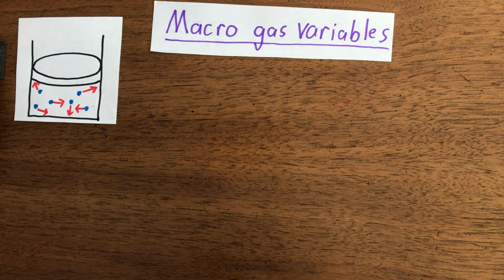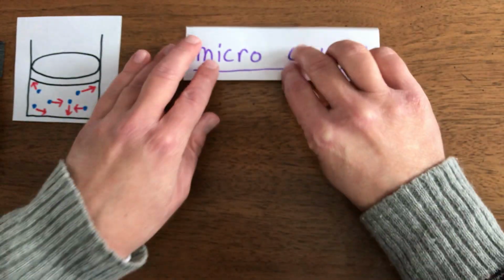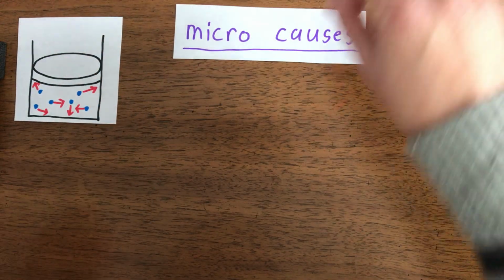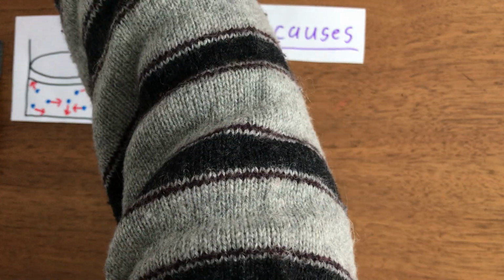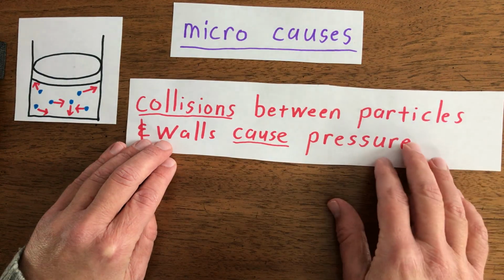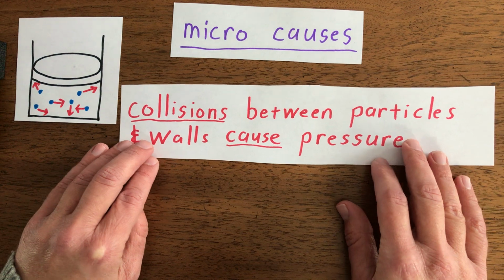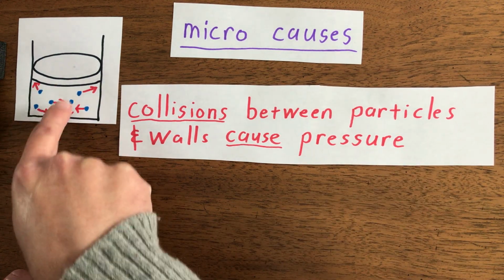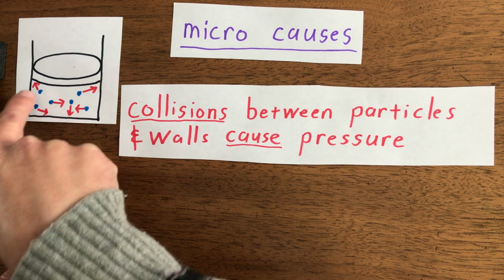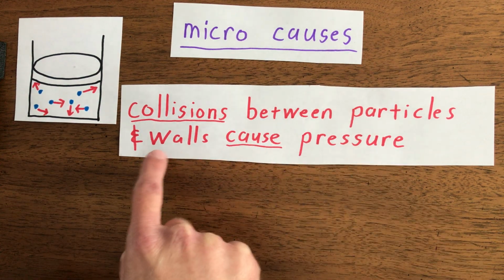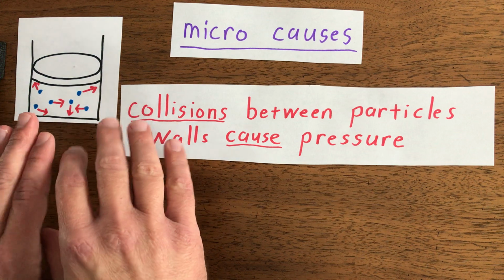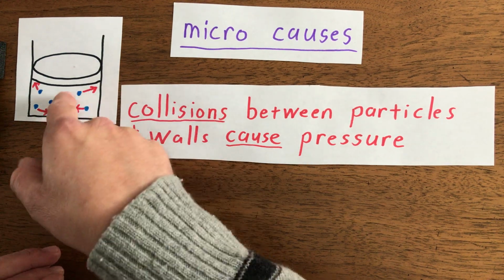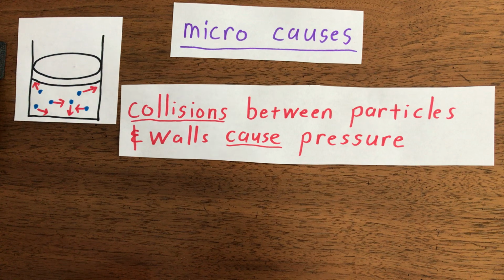So let's talk now about what is causing them. This is part of what Ludwig Boltzmann and others were arguing with their kinetic theory of gases. So what are the micro causes of these things? Well, first of all, let's talk about what is causing the pressure. It's the collisions between these little molecules that are zipping around and hitting the walls. The collisions between these particles and the walls cause pressure. So we want to frame everything in terms of causes, which is the collisions of these particles with the wall.